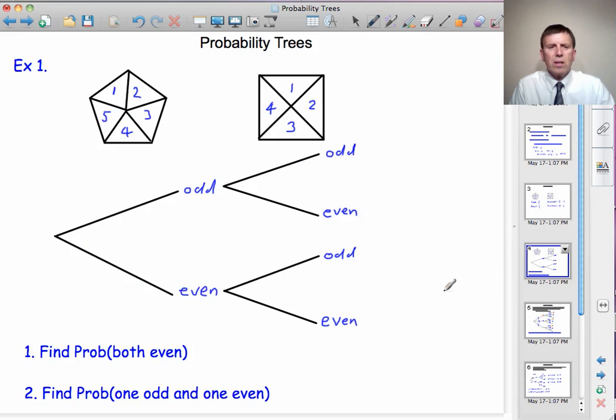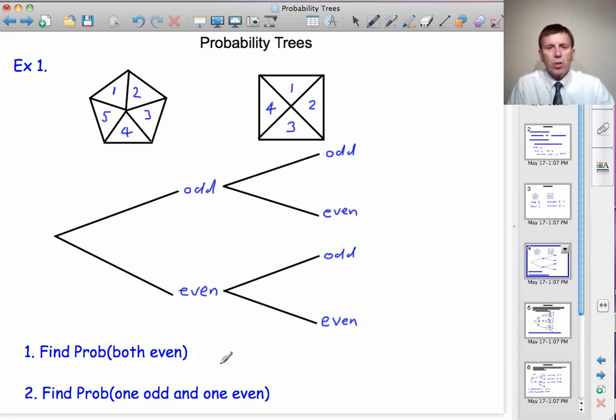So what I've got here is a probability tree that's based on the outcomes when I spin these two spinners. So I've got the pentagon and I'm looking at whether I get odd or even, and I've got the square and I'm looking at whether I get odd or even. And I'm going to use this tree, once I've built it, to answer 2 questions. I'm going to find the probability that both scores are even, and I'm going to find the probability that I get one of each, one odd and one even.